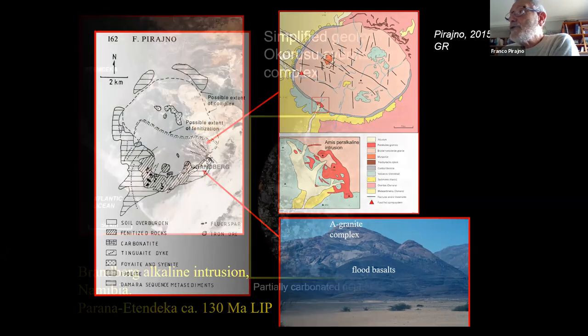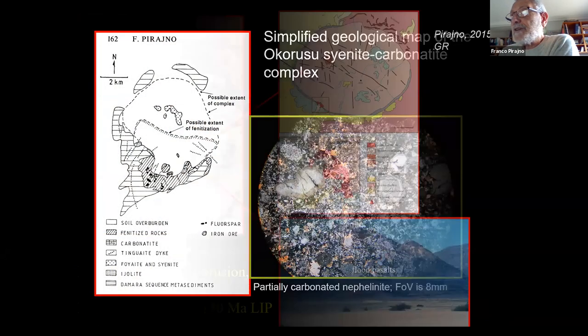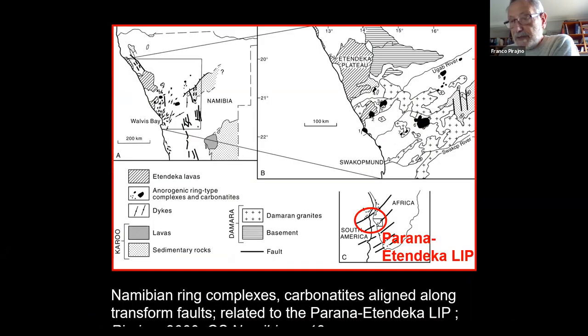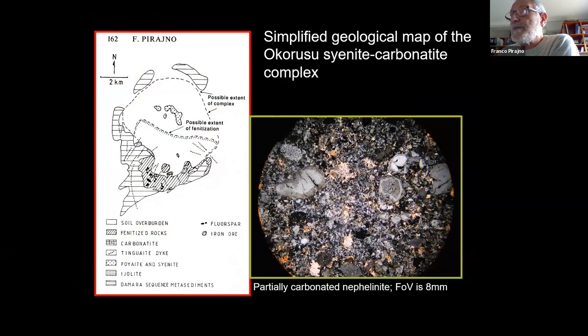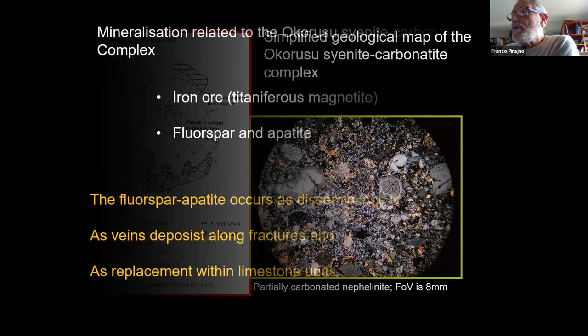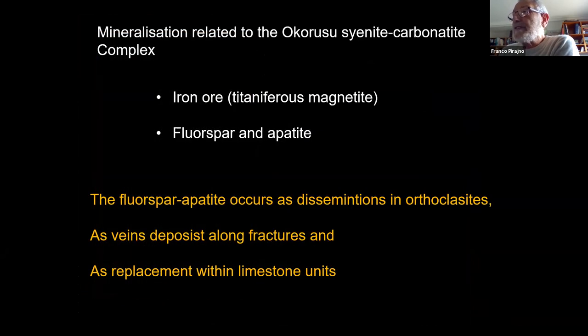Now, Okorusu is an example. Let me go back a minute. So quite a few of these things, but Okorusu is one of them, a carbonatite complex in Namibia. Again, just to give you an idea what these things look like, it's a partially carbonated nepheline syenite. The Okorusu carbonatite complex contains iron ore in the form of titaniferous magnetite, fluorspar, and apatite. The fluorspar and apatite occur as disseminations in orthoclasite, which is a metasomatic alteration, as vein deposits and as replacement within limestone units.